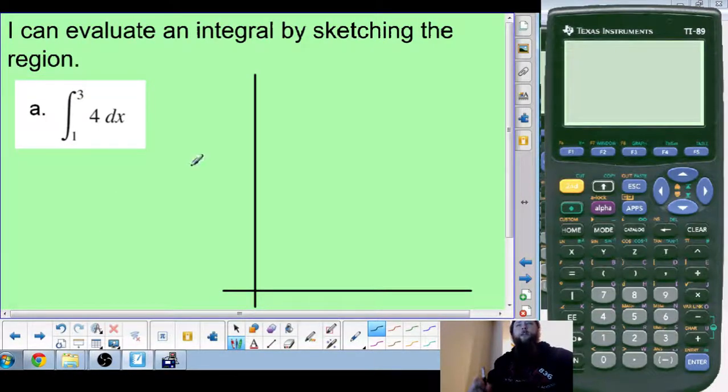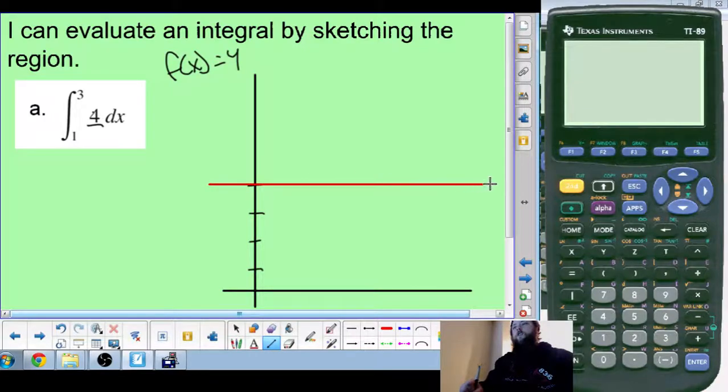All right, and so you can evaluate an integral by sketching the region. We taught how to do the antiderivatives last week, but let's say I just want to sketch this region and not do it with antiderivatives. So I'm going to sketch the function f of x equals 4. If you don't remember what that is, 4 is just a horizontal line. So I'm going to go up 4 and draw a perfectly straight horizontal line. Let's make it red.